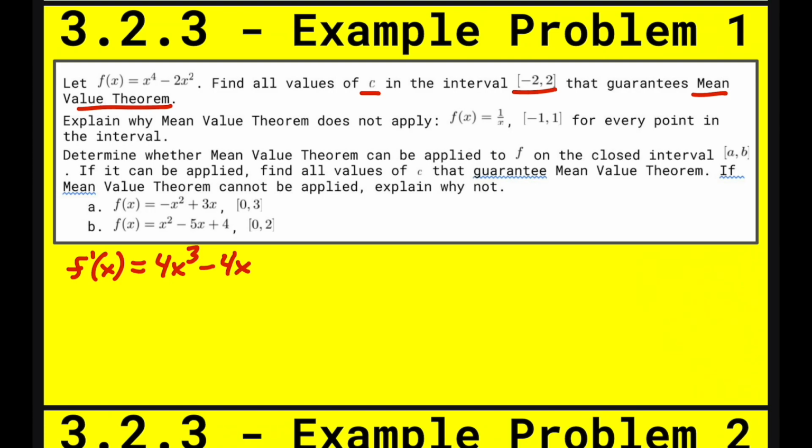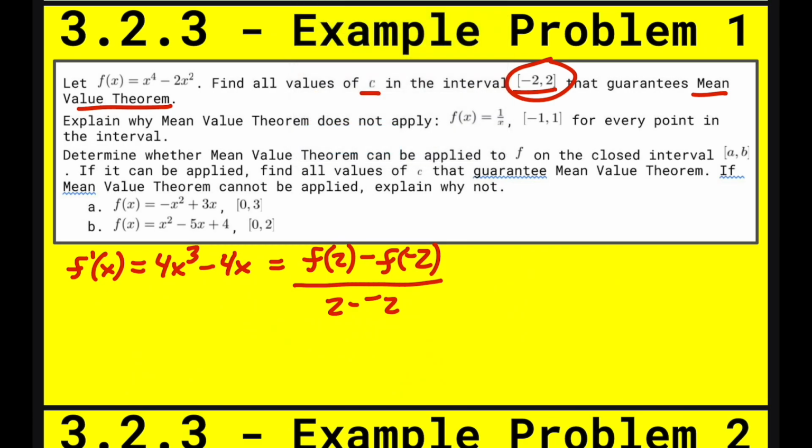Now this needs to be equal somewhere between -2 and 2, whatever the average rate of change is. So what we need to do is figure out that average rate of change. So this is going to be equal to f of 2 minus f of -2. So that's change in y over change in x.